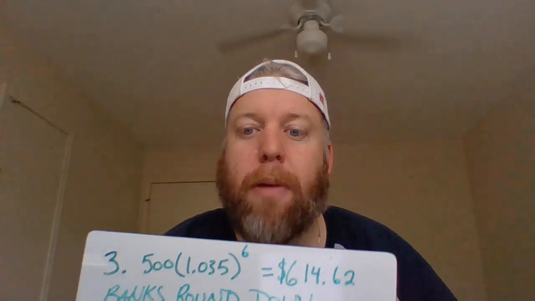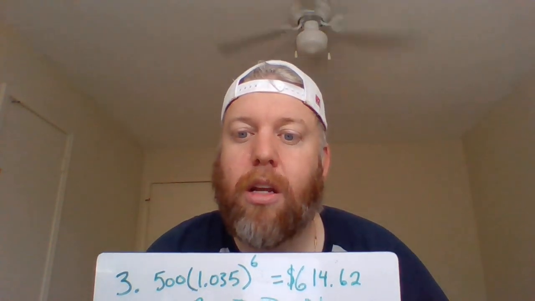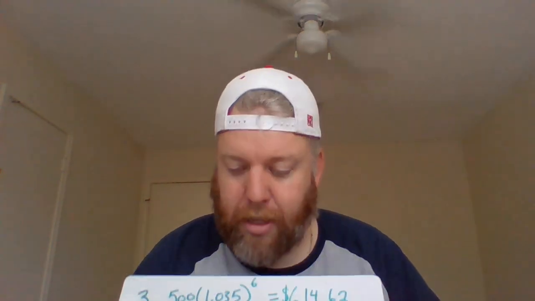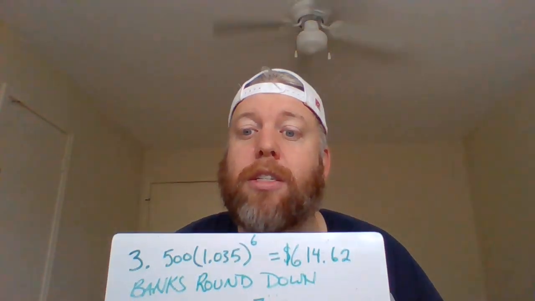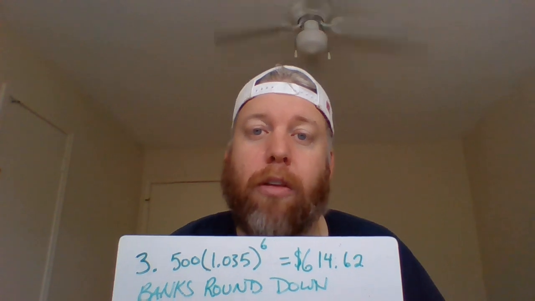You put your money in a CD, and the bank tells you what you're going to have after a set amount of time. So it says, how much money will there be there after 6 years? Excuse me. How much money will there be there after 6 years? So we have our equation 500 times 1.035 to the power of 6. Okay? And it gives us $614.62. You cannot raise it to 63 cents because you must round down for banks.